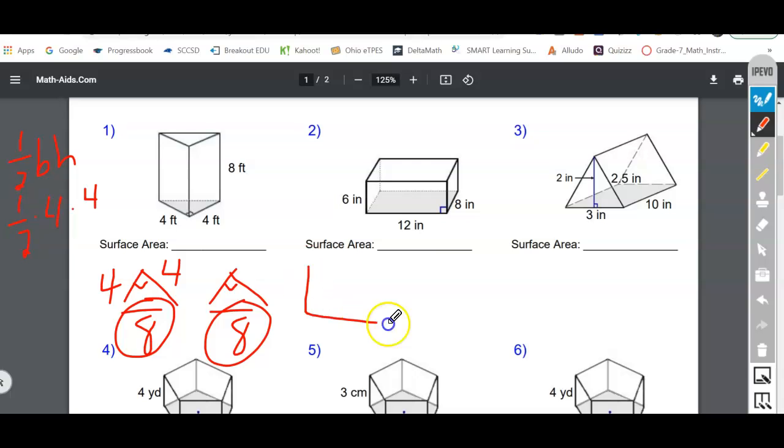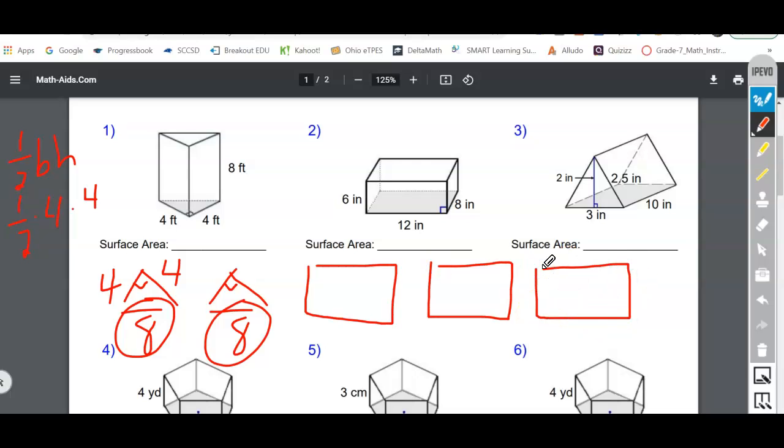Now, I've got 3 rectangles, don't I? What are the dimensions of my rectangles? We're not done with it yet.